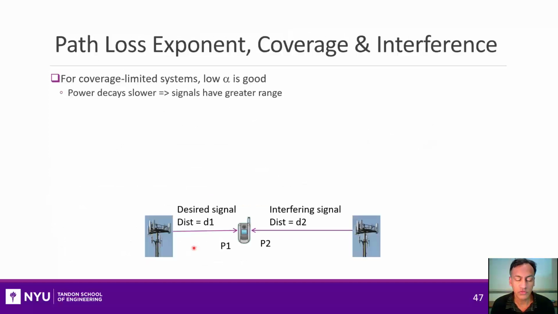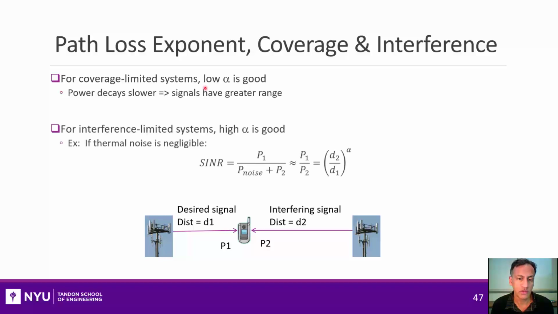Now, something about the impact of the path loss exponent. In a coverage limited system, you typically want the path loss exponent alpha to be small, because that means the path loss decays more slowly with distance. So the power decay is slower and the signals have a greater range. But interestingly, in interference limited systems, you actually want alpha to be high, and we're going to return to this point later in the class when we talk about, for example, cellular systems.